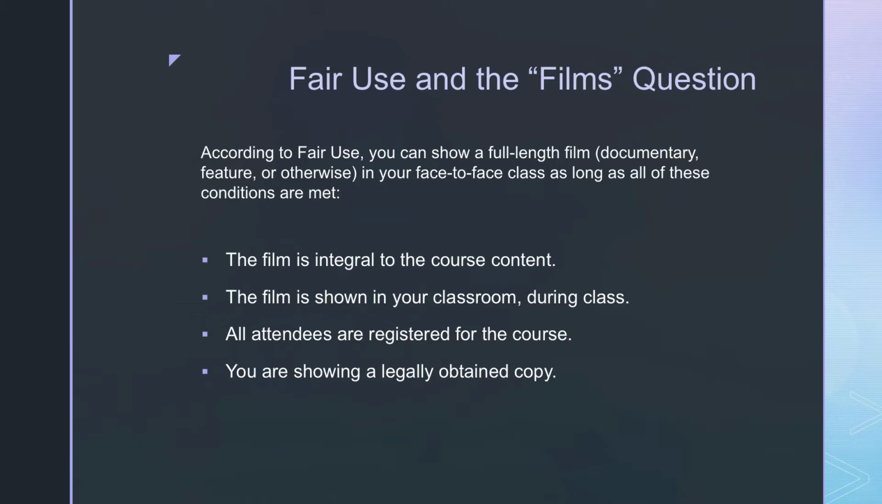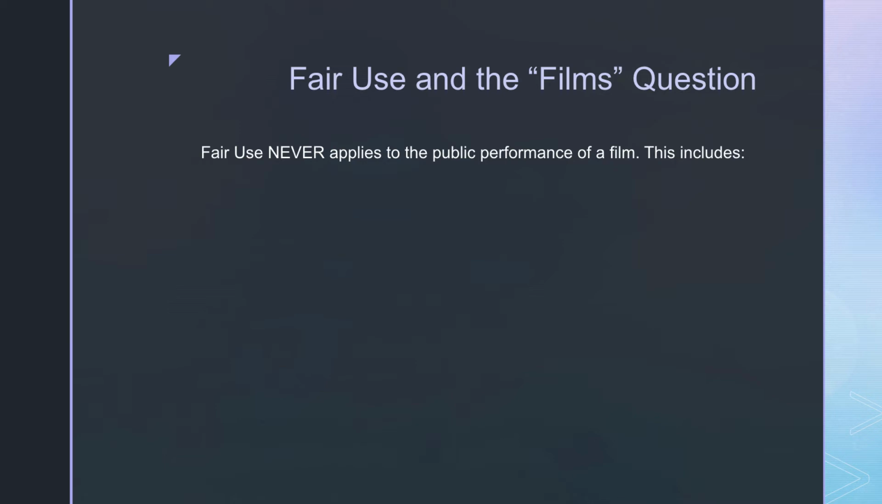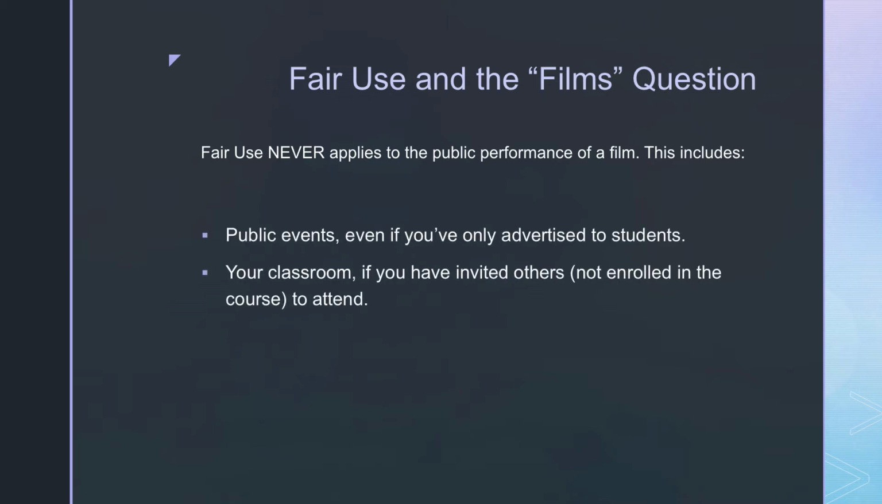What if you want to show a film to a group of students during a special event? Fair use never applies to the public performance of a film. This includes, yes, those student events where you say, I'm just inviting students, so it should be okay, right? No, it's not okay. If you don't have public performance rights, you cannot show a film to a group of students unless it's in a class.